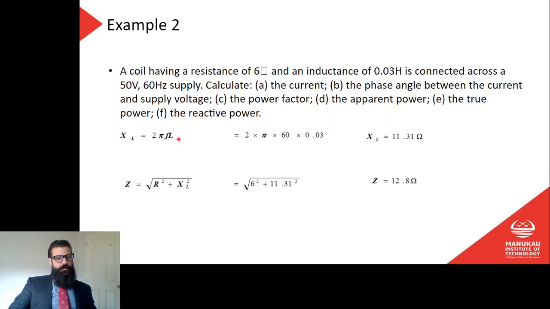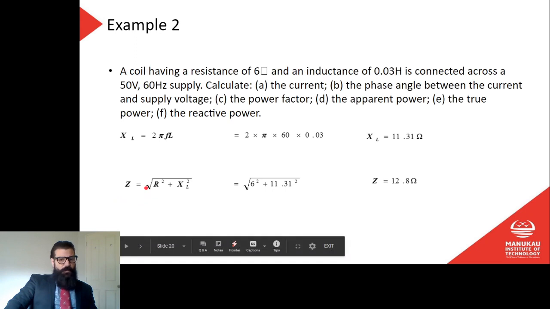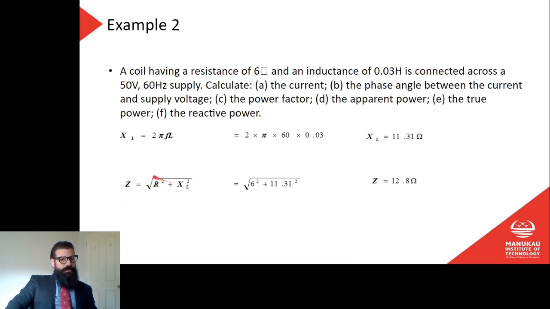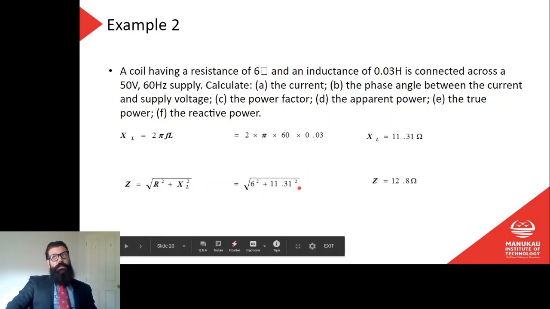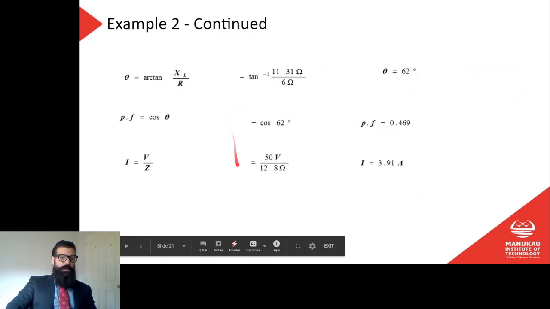Here's our formula here, 2 pi FL, F being 60, L being 0.03 henries. Note that this is not given in millihenries, it's in henries, so I can put that straight into my equation. So XL equals 11.31 ohms. I then use my Pythagoras, R squared plus XL squared equals Z squared, so the square root of R squared plus XL squared will equal Z. 6 squared plus 11.31 squared, the square root of that is 12.8 ohms. I now have my total impedance, so I should be able to use that to come up with my total current. How do I do that?